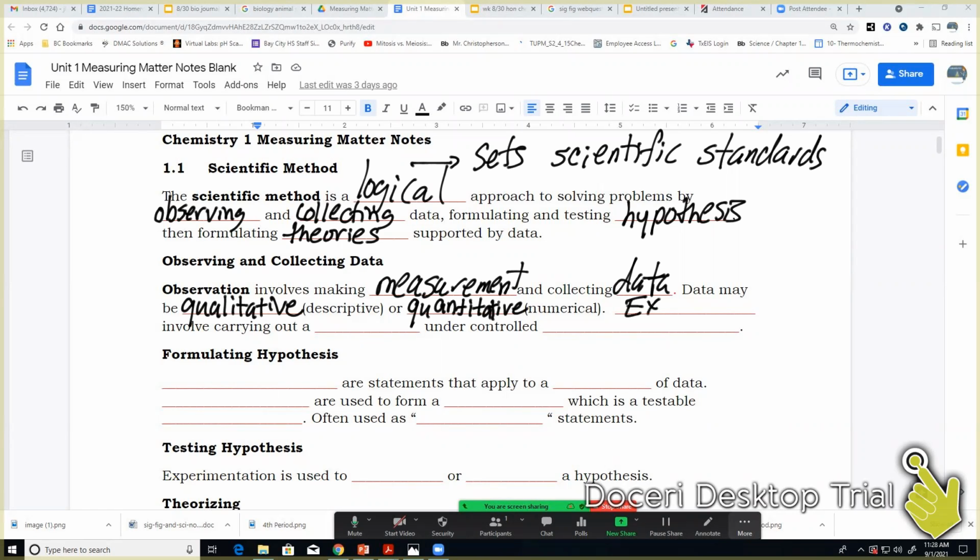Experiments involve carrying out a procedure under controlled conditions. Does anybody remember what controlled conditions mean? Maybe from biology. If something's in control, what does it mean? You keep it the same, or yeah, you control it. You keep it the same so you can compare to it.